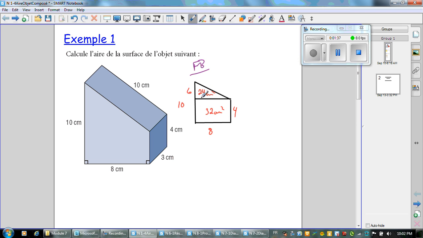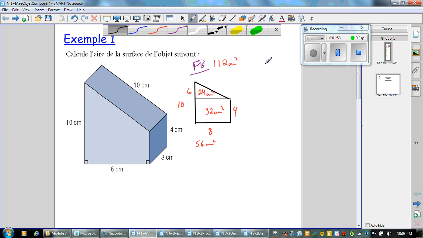So the total surface area of the front would be 56 centimeters square. And that means the front and the back would be a total of 112 centimeters square, just doubling that. All right, now let's take a look at the top.